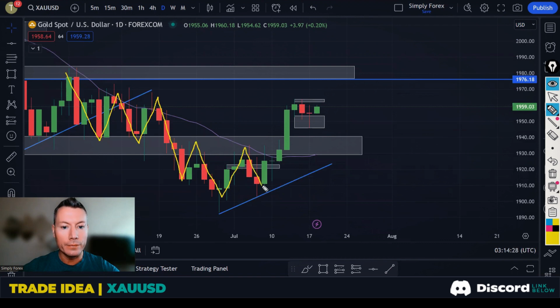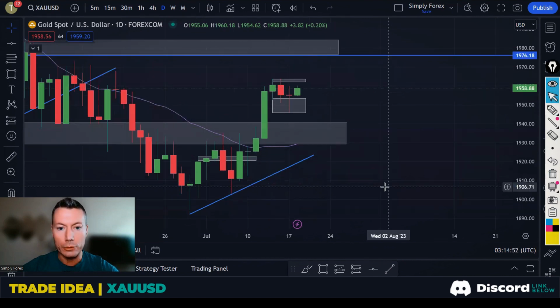But sellers of gold had an opportunity to take it lower, but they never did. So that's a bit of a red flag that buyers are coming back into the market. And sure enough, they come back with a vengeance and break this level. As soon as we break this level here, we're in an uptrend. We're getting higher lows, higher highs. All right, so we're in an uptrend.